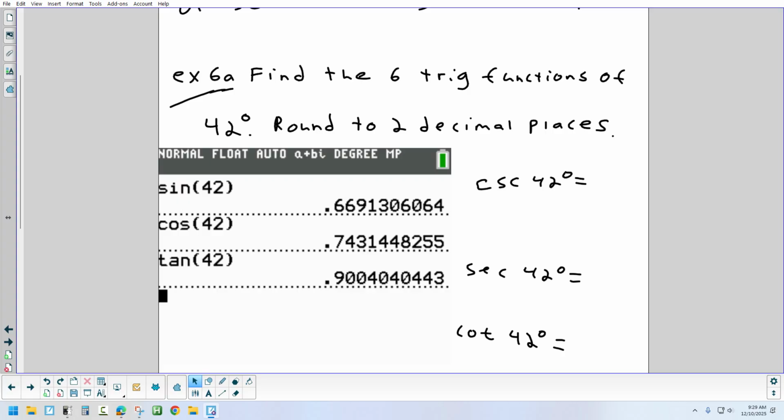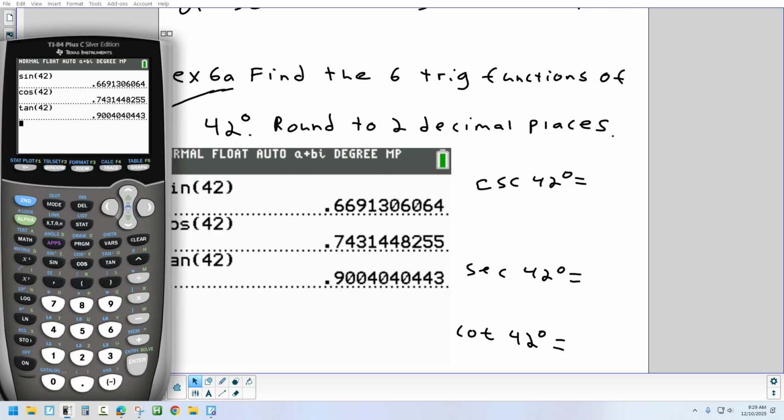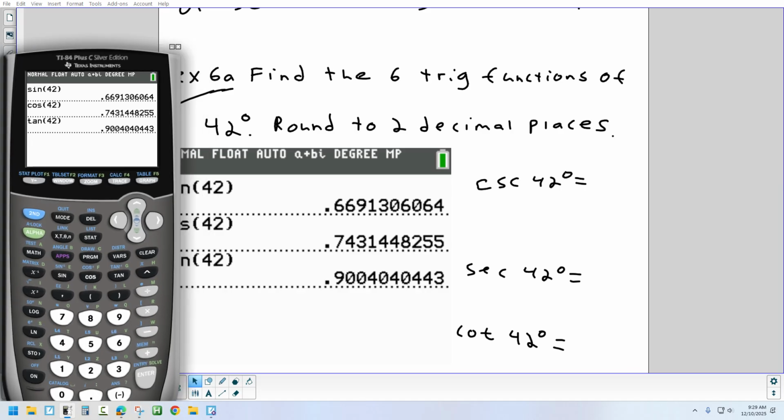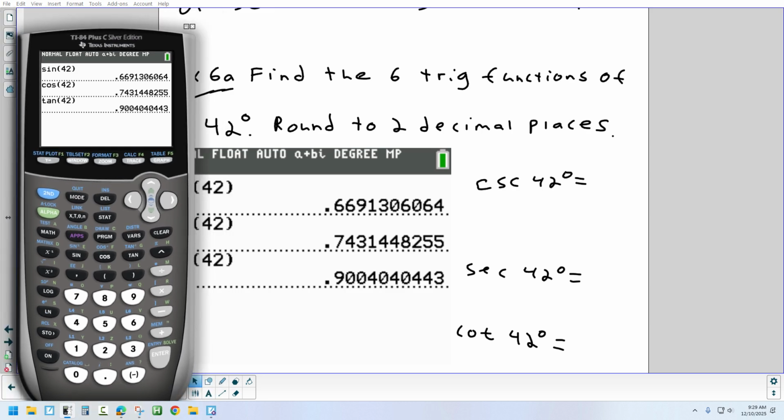All right. Now the next 3. I don't have any buttons on the calculator that say cosecant, secant, or cotangent. So we need to find those the exact way we've been finding them all along. How do you think you're going to find the cosecant? Yeah, putting the sine, cosine, or tangent as the denominator. Yeah, we're gonna flip them all.